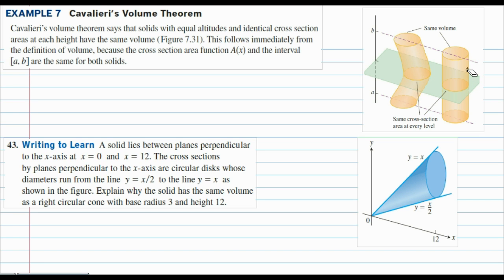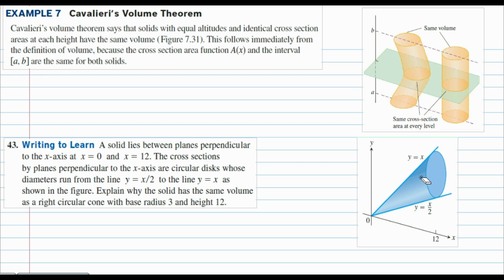Well, the now try problem is a writing to learn problem. It says a solid lies between planes perpendicular to the x-axis at x equals 0 and x equals 12. So here's x equals 0, x equals 12. The cross sections by planes perpendicular to the x-axis are circular disks whose diameters run from the line y equals x over 2 to the line y equals x, as shown in the figure. So this looks cone-like. We need to explain why the solid has the same volume as a right circular cone with base radius 3 and height 12.